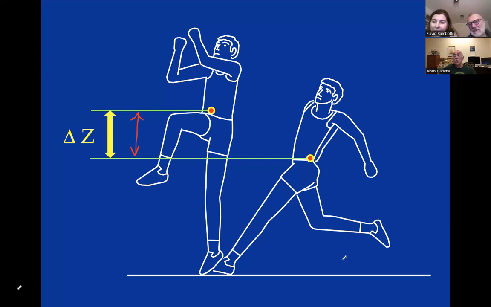Okay, so you want to be low at the start of the takeoff phase, and you want to be high at the end of the takeoff phase. So first, let's see how you can be high at the end of the takeoff phase. Well, you need plantar flexion of the ankle. You want your body to be straight, very vertical. You want your takeoff leg to be straight or very close to straight. And the free leg, you want it to be high.